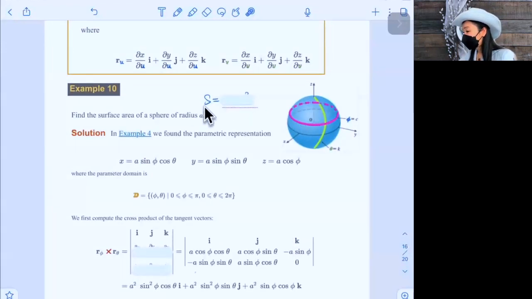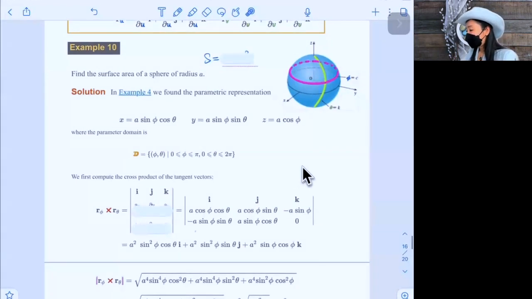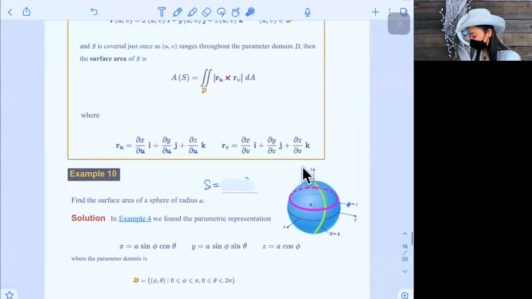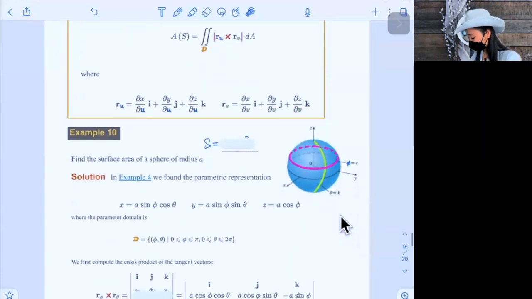We try to find the surface area of the sphere with radius a. What's the surface area for this? Anybody remember the formula? That is 4 pi a squared. Okay, if you don't, that's okay. Let's discover the formula. Let's use this surface area formula to calculate the surface area.